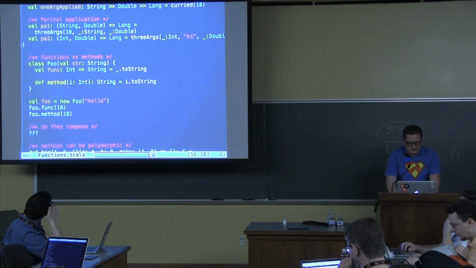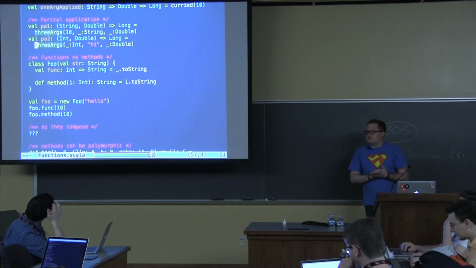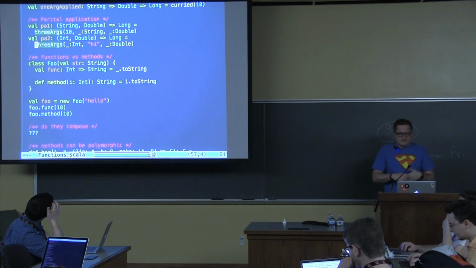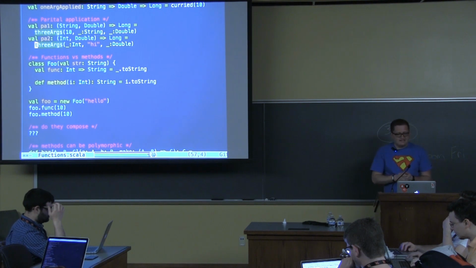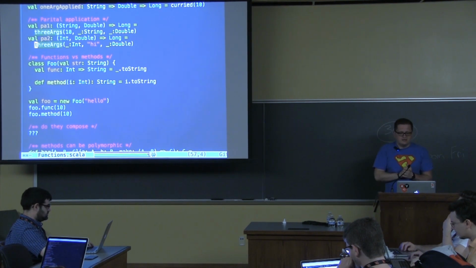The nice thing about it is you can actually do that with any argument. So you might say, I don't know what the integer is yet, I know the string is hi, and I still don't know what the double is. What we get as a result will be a function that takes an integer and a double and gives us a long, because the string is already applied. So far, so good? Yes.